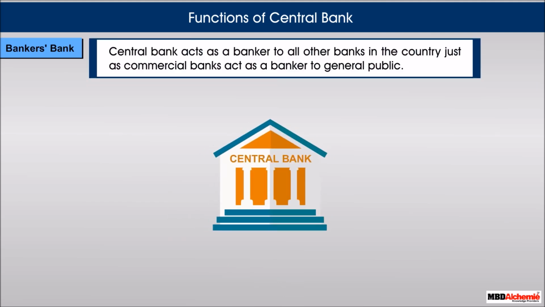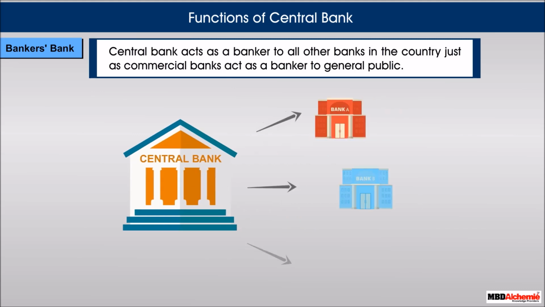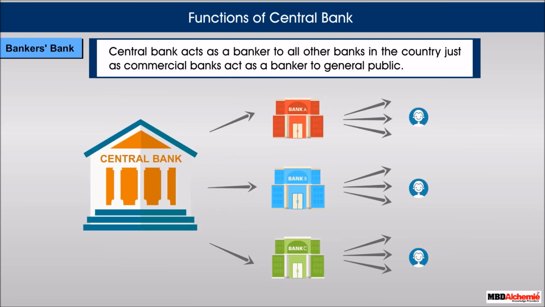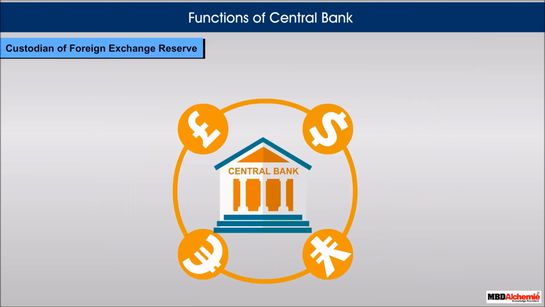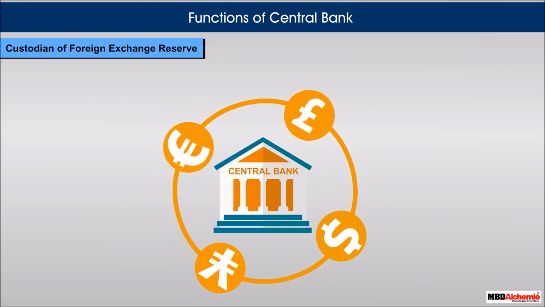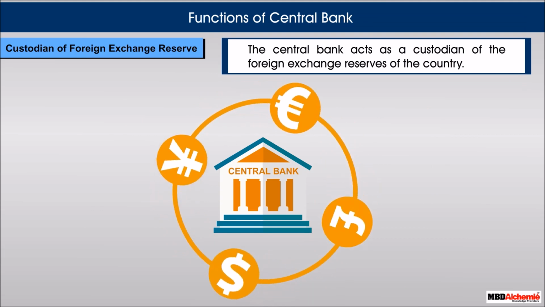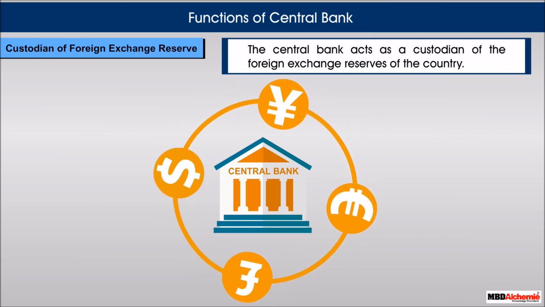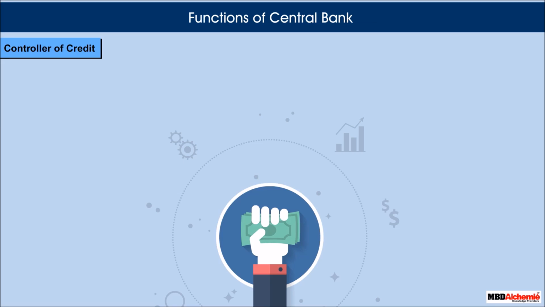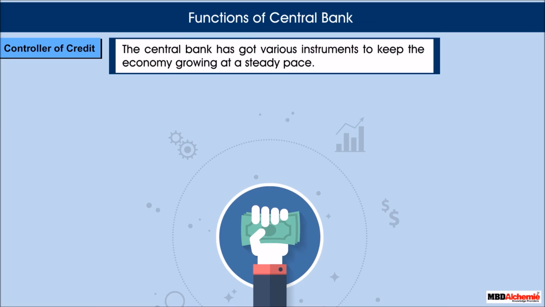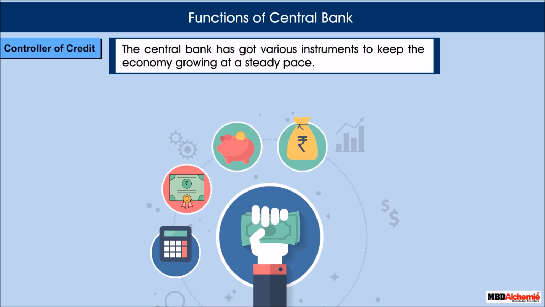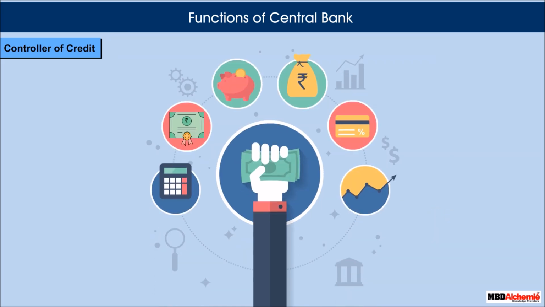Bankers Bank. Central bank acts as a banker to all other banks in the country just as commercial bank acts as a banker to general public. Custodian of Foreign Exchange Reserve. The central bank acts as a custodian of the foreign exchange reserves of the country. Controller of Credit. The central bank has got various instruments to keep the economy growing at a steady pace. These include bank rate, open market operation, cash reserve ratio, statutory liquidity ratio, margin requirement and credit rationing.